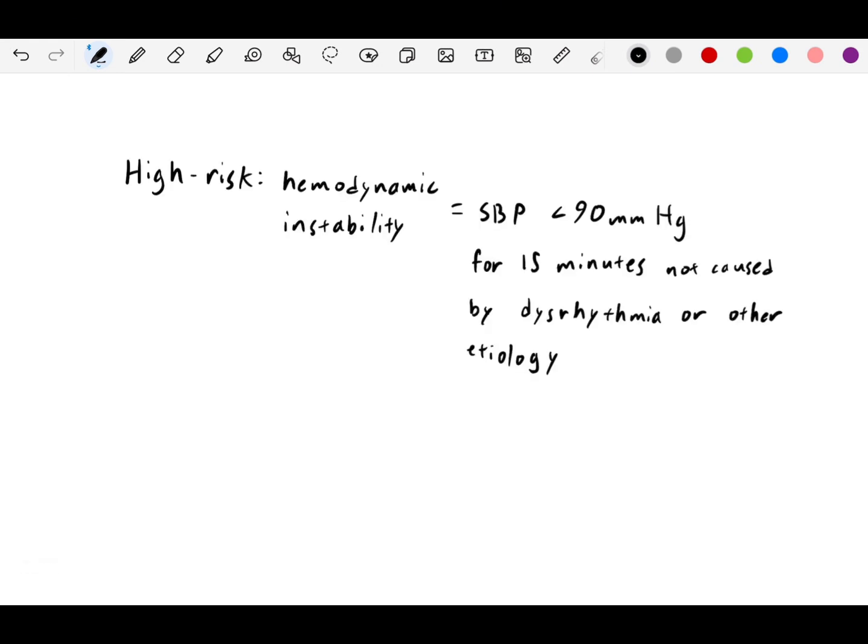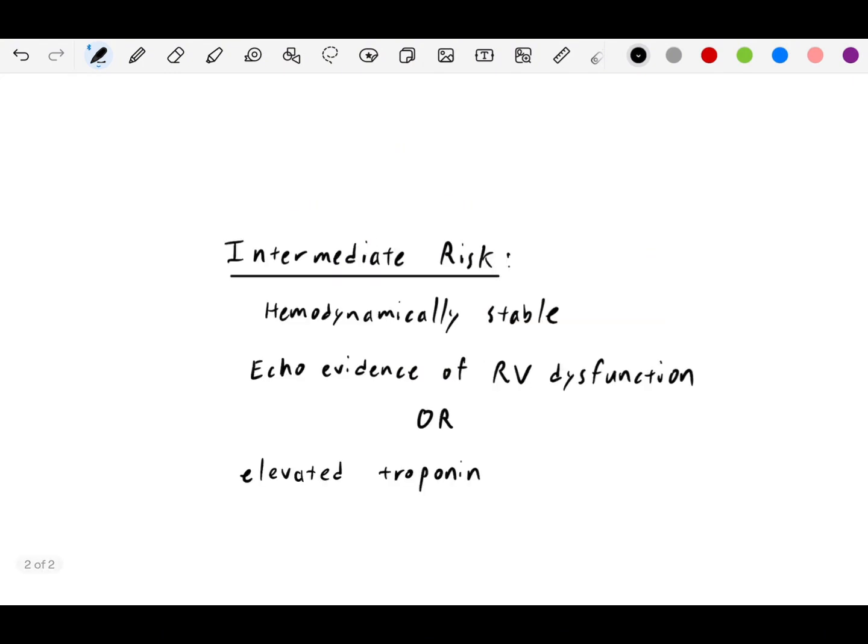Now let's go to our first example, a high-risk pulmonary embolism. Okay, so how do we diagnose that? So with this one, since it's the most life-threatening, this is kind of obvious, but you're going to see hemodynamic instability. Okay, and what that is defined as is a systolic blood pressure less than 90 for 15 minutes not caused by a dysrhythmia or other etiology. Pretty straightforward there. So think pulmonary embolism, systolic less than 90, you're most likely looking at a high risk, aka a massive PE.